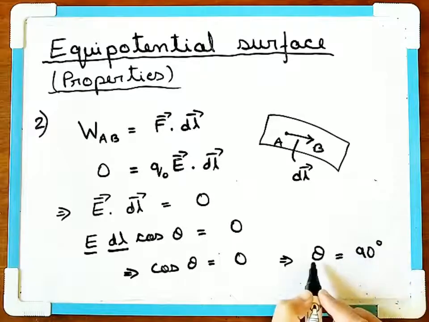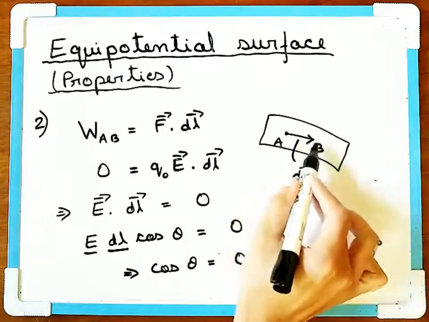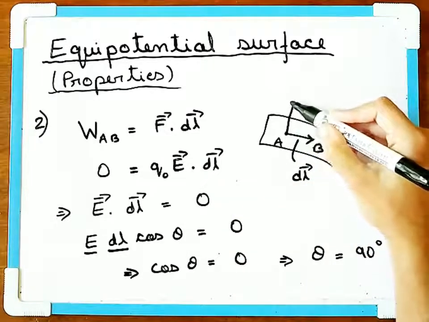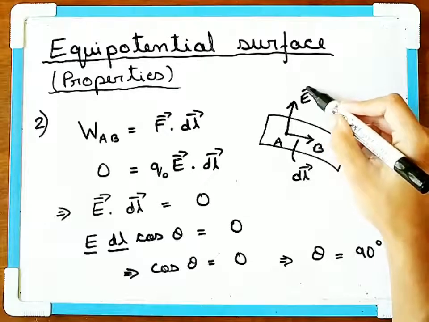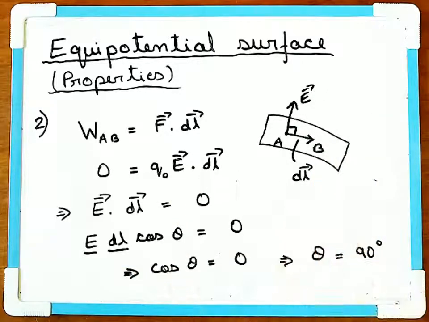Now theta, what is this? Theta is the angle between E and dl. So if your dl is in this direction, then your E will be in this direction. So this will be the direction of E, which is 90 degrees to dl or to the equipotential surface. So this is the second property, that the electric field is always normal or perpendicular to the equipotential surface.